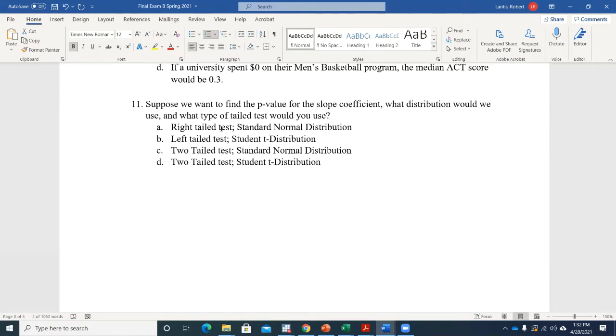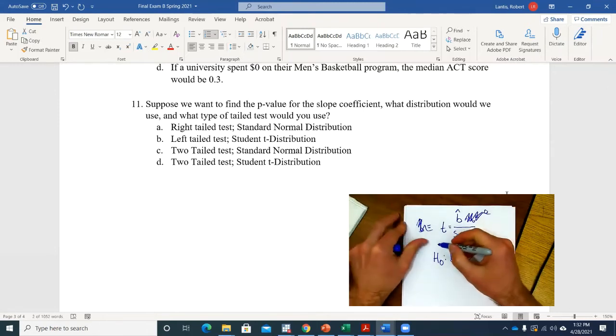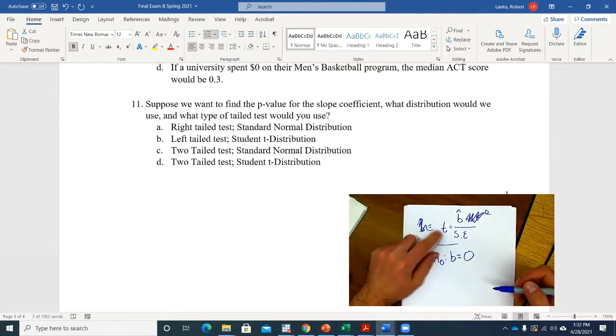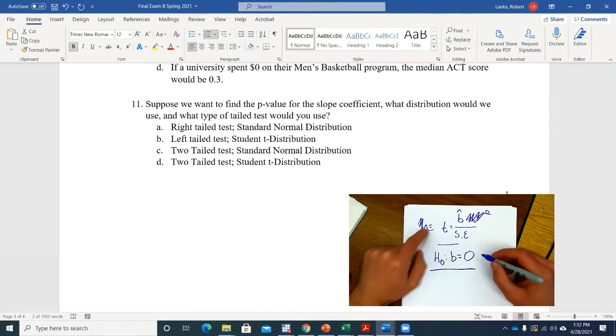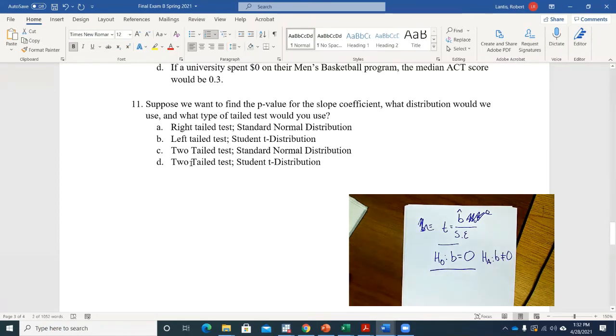We haven't talked about degrees of freedom because I'm not making you do that. But if you were wanting to look up that p-value, what distribution, what type of tailed test would you use? Well, we said earlier, these slope coefficients, the test statistics are coming from a student t-distribution. And if this is always the null hypothesis, then the alternative hypothesis is always that it's not equal to 0. We're always going to have a two-tailed test. So two-tailed test and student t-distribution, okay?